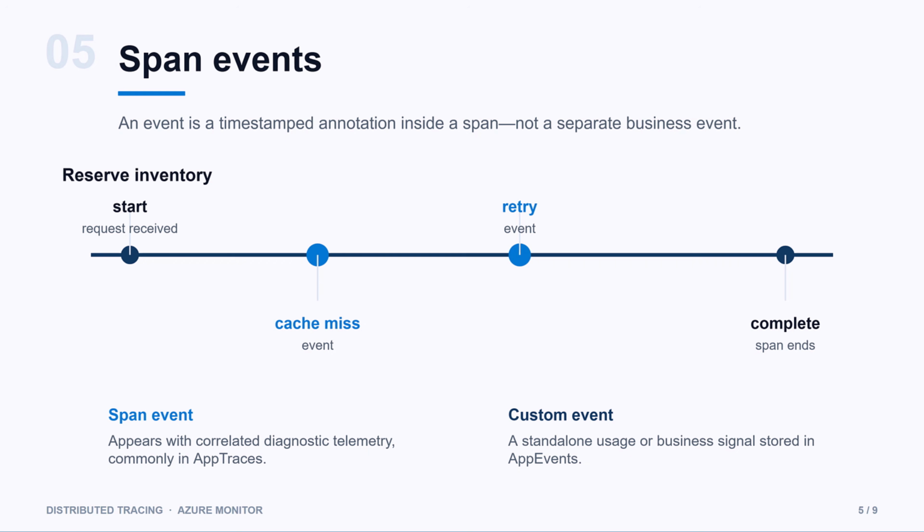Span events. An event is a time-stamped annotation inside a span, not a separate business event. For example, in reserve inventory, we have a start and complete, the beginning and end of the span. In this span, we can create as many events as we want, like a retry event or cache miss event. A span event appears with correlated diagnostic telemetry, commonly in app traces. Custom events are standalone usage or business signals stored in app events.